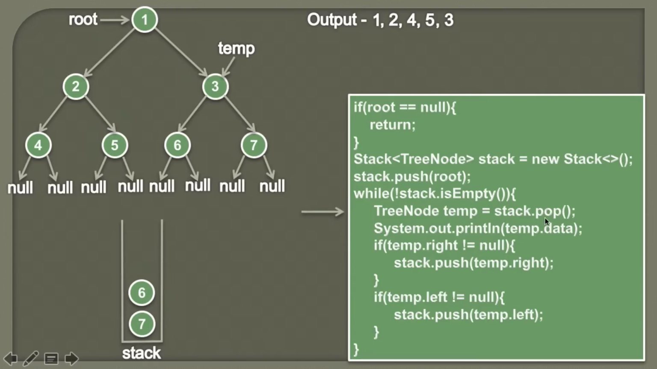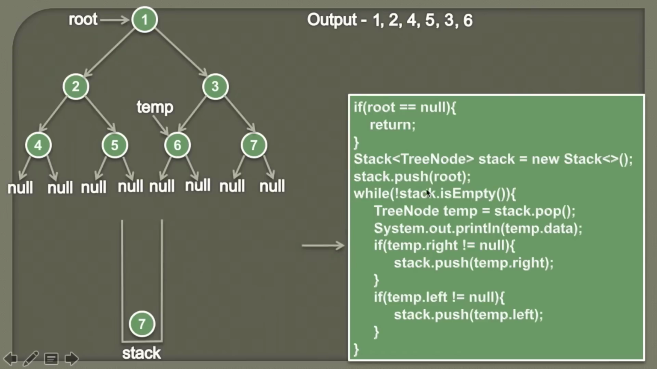So in the first step we'll simply pop an element from the stack. The top element is a node having data as 6. So this node will be popped out and its value will be assigned to temp. Currently temp is pointing to the node having data as 3, and after this step temp will point to the node 6, because when we do stack.pop, 6 will be popped out. So it would look something like this. Now temp is pointing to 6. We'll simply print its data on the console, which is 6.